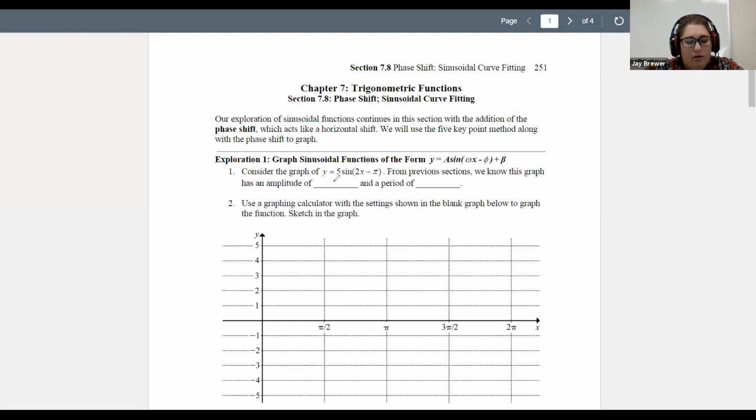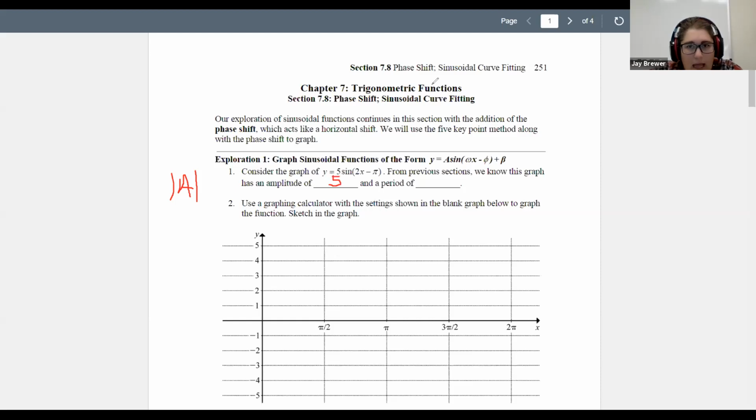So if we recall from last chapter, how did we find amplitude? Where is it at, and what's the process to find it? Do you remember? So we find it by taking the absolute value of it. That's first off. And it's typically found in front of the function. So it's the first thing you see, whether it's positive or negative, it's going to be there. So in our case, it is 5.